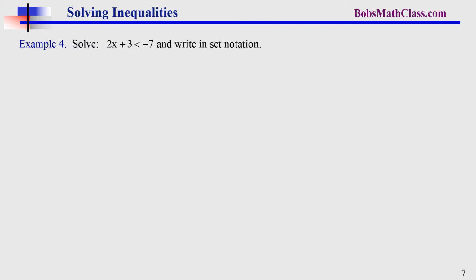Okay, so we're going to solve this inequality, and then we're going to write it in set notation. So we don't have to graph it, and we do not have to write it in interval notation. Okay, so what's our first step to get this solved? We want to get x by itself. So we should subtract 3 on both sides. Okay, the 3's cancel. Bring down the 2x, negative 7 and negative 3 is negative 10.